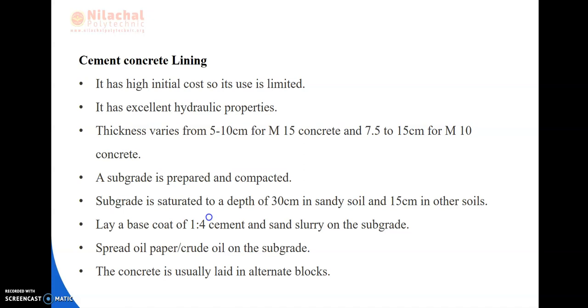Lay a base coat of 1:4 cement and sand slurry on the subgrade. Spray oil, paper or crude oil on the subgrade. The concrete is usually laid in alternate blocks. So this is all about the preparation of the cement concrete lining. If we use M15 grade concrete, the thickness will be 5 to 10 cm, and if we take M10 grade, the thickness will vary from 7.5 to 15 cm.